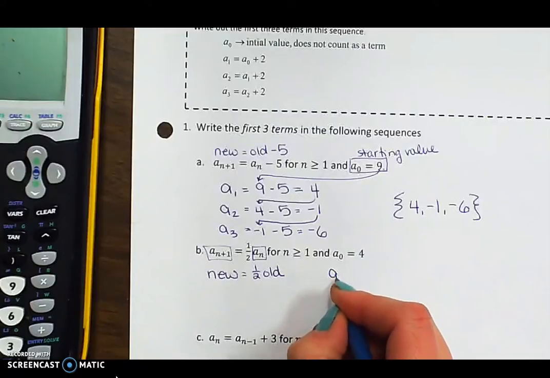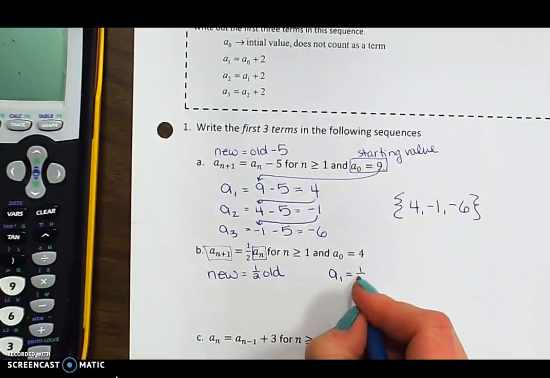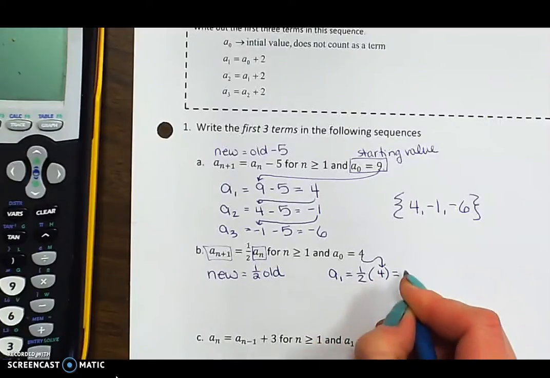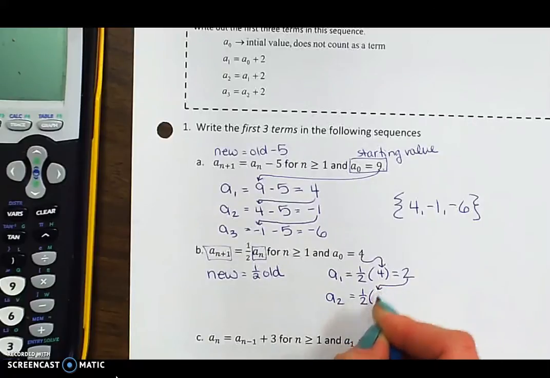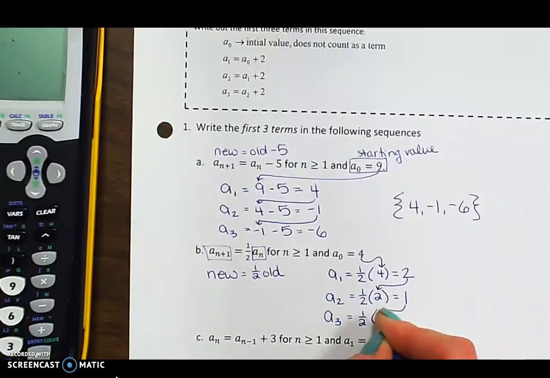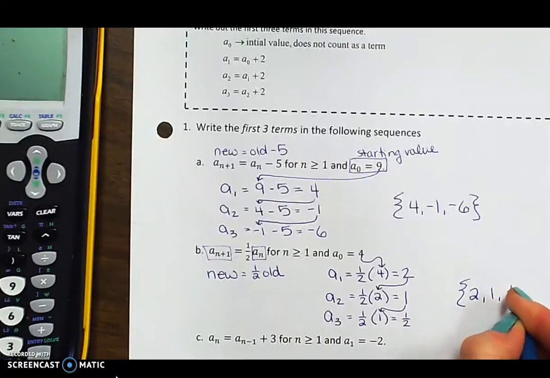So let's take a look. a sub 1 equals, so that's your new, so it's 1/2 times the old. So 1/2 times, and I'm going to take this 4, bring it straight down, and we get 4. So 1/2 times 4 is 2. To find my second value, I'm going to do 1/2, and I'm going to take this 2 and bring it down. Okay, and 1/2 times 2, we get 1. And then a sub 3 equals 1/2 times the old, so I'm going to bring this 1 straight down. And 1/2 times 1 is just 1/2. So my sequence here is 2, 1, and 1/2.